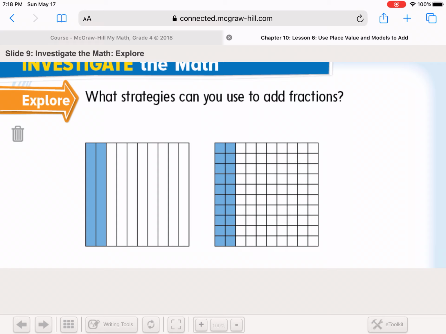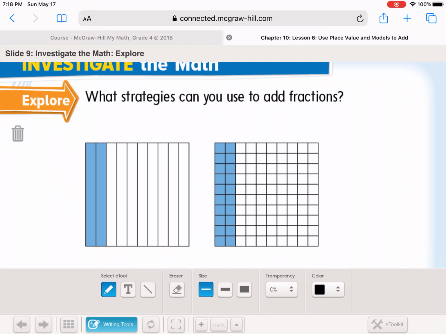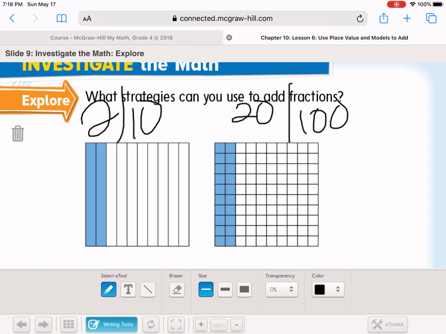Okay, so let's look at this one. This one is 2 out of 10, 2 tenths, right? And this one is 20 out of 100. Now, here's what I want you to notice. Can I change the color here? Oh, I can. Let's do purple. See this? Your 10 and your 100, they're different, so you cannot add them. Now, if your answer to what strategies can you use to add fractions is, I just can't, that's not an answer. There is an actual way to do it. So that's what we're going to work on today.